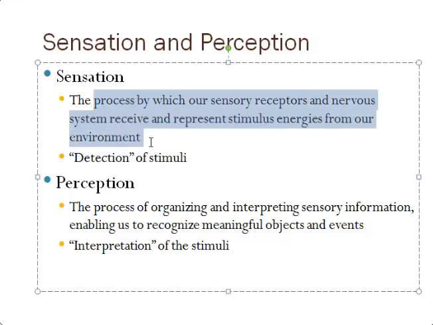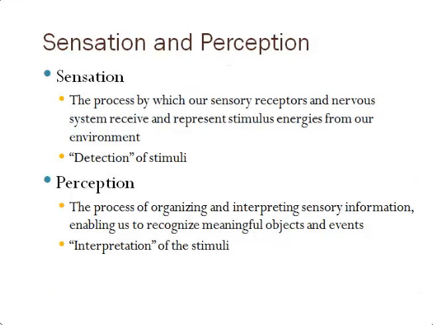Sensation is the process by which our sensory receptors, which is a fancy way of saying the things that we use to pick up external signals, and nervous system, of course, that could be your eyes, ears, nose, mouth. We taste, feel, hear, smell, and see. There are five of them. But anyway, the point is that is how we sense things.